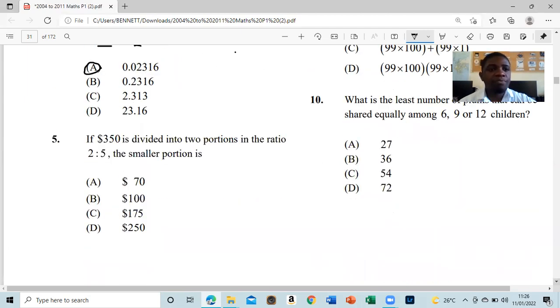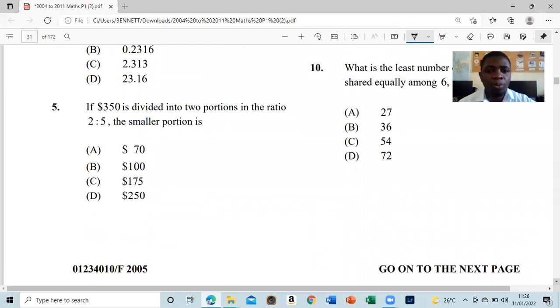Number 5. If 350 is divided into 2 portions in the ratio 2 to 5, the smaller portion is, first we need to know the total ratio. So if the ratio is 2 to 5, we simply add 2 plus 5, right? So that will give us 7. So we know the total ratio is 7, right? 2 ways we can do this. I'm going to explain both ways.